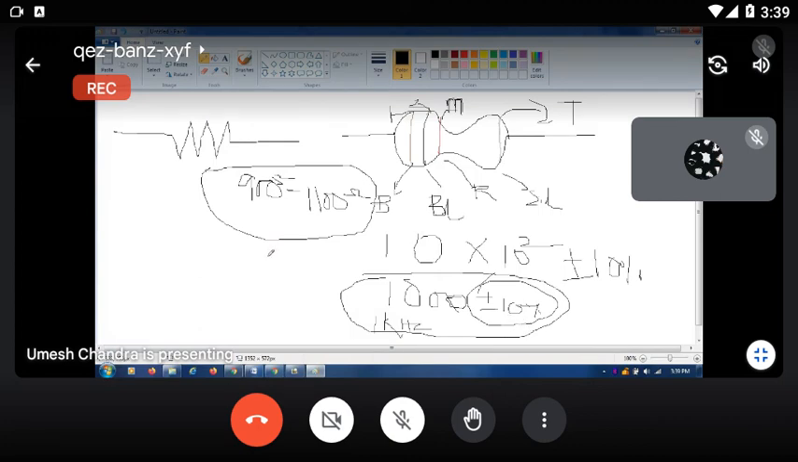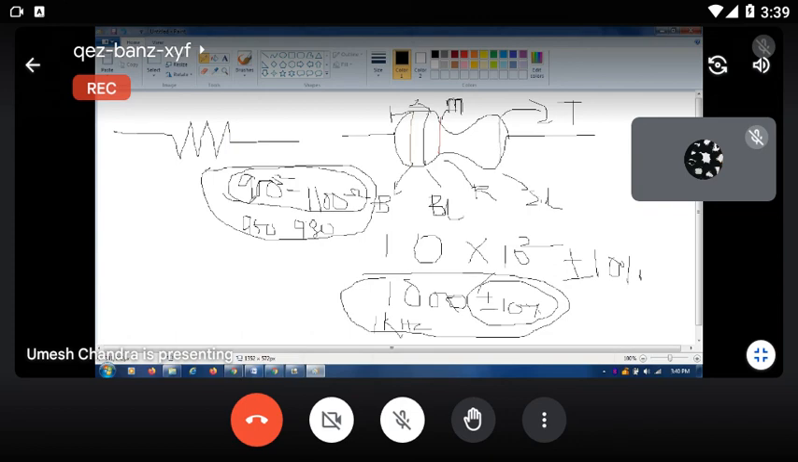Your resistance value may be 950 ohm, maybe 980 ohm. It may not be the exact value. This is not an exact value; it is between 900 ohm and 1100 ohm.